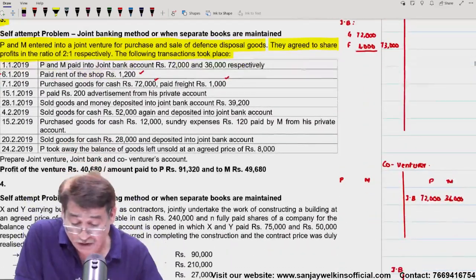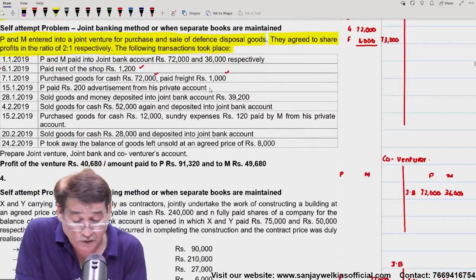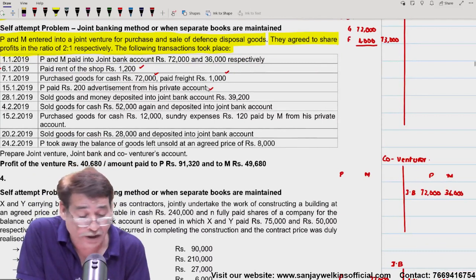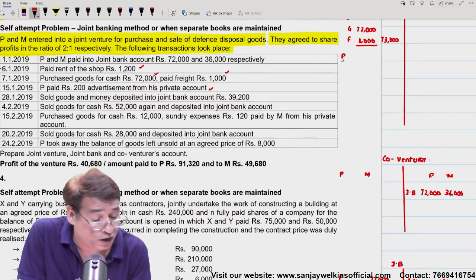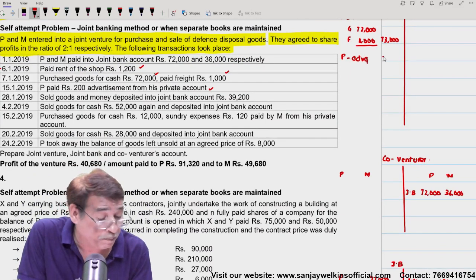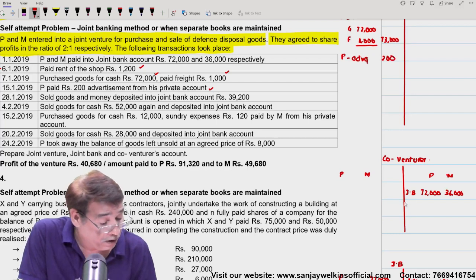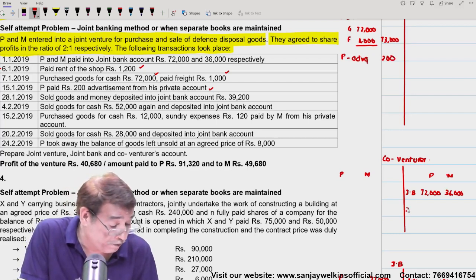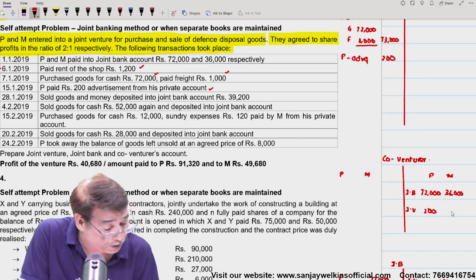Then you are given in this particular case, P paid rupees 200 from his private expense. Your entry will be joint venture account debit to P. So this expense has been borne by P. Entry will be joint venture to P. So P has paid 200. And on the credit side of P, I will write by joint venture. In the column of P, I will write 200.